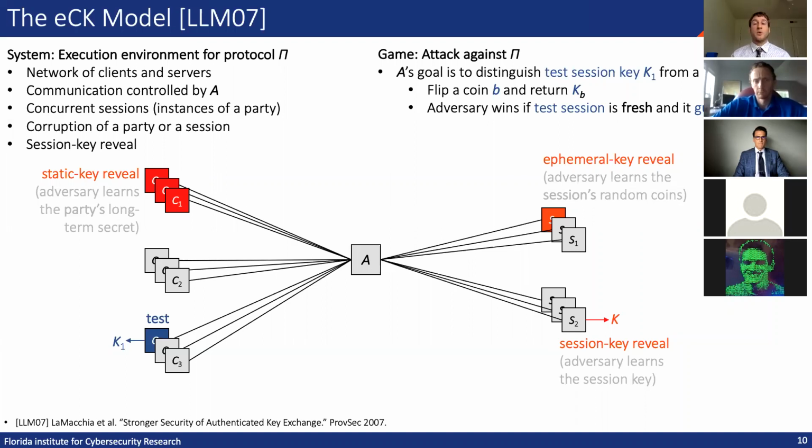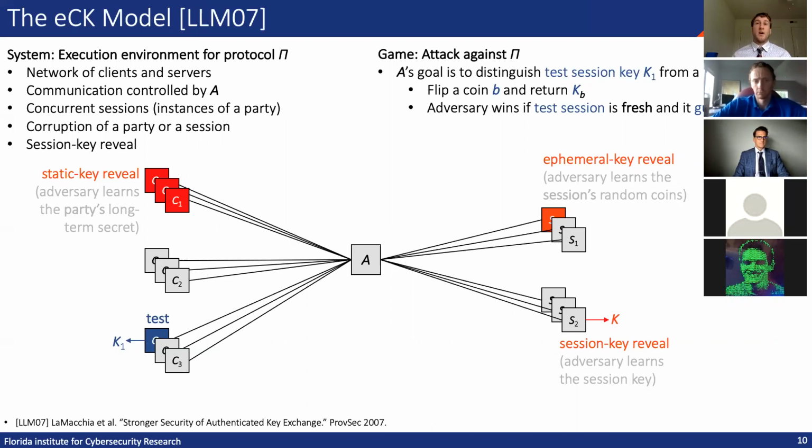We're also going to require that the test session is fresh, in the sense that computing the real test session key should be non-trivial for the adversary to do. And generally speaking, whether a session is fresh depends on the particular protocol, as well as the values the adversary has corrupted. That is, which ephemeral keys, static keys, and session keys it has learned so far. So that's basically the ECK model in a nutshell.